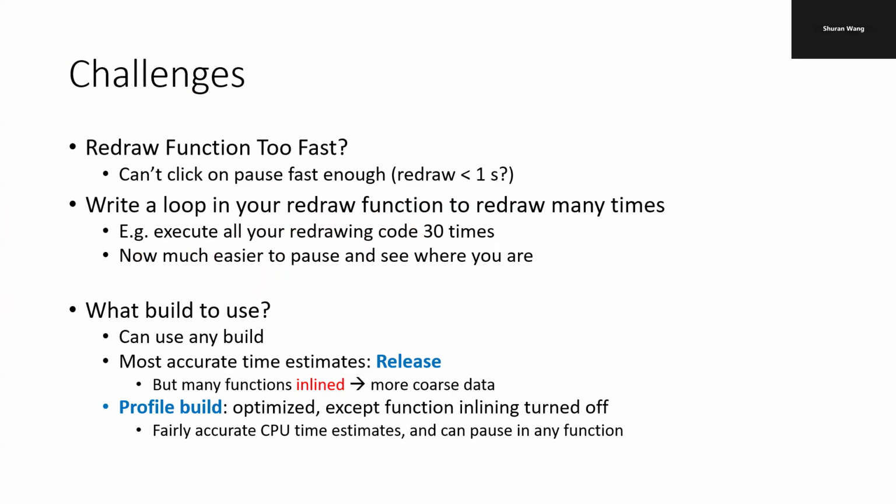The build we'll be using is release in this case, but there are many functions inlined, which means it's harder to sample. So the profile build is more optimized. It's optimized, but it turns off the function inlining, so it's easier to see, but some functions could get slower in the profile build. So it's just a choice. In our demo, I'll be using the release build.